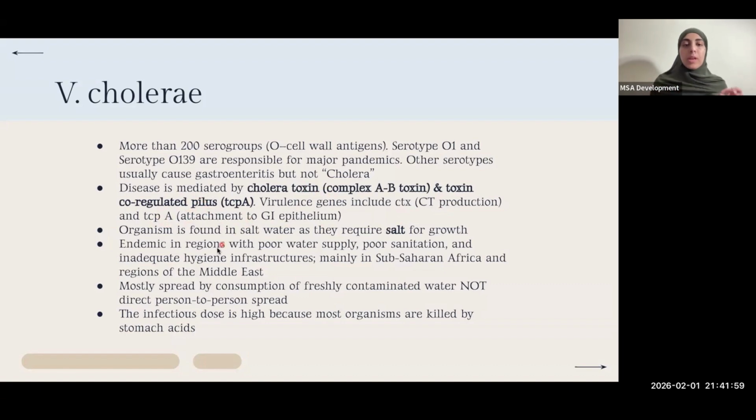Okay, now cholera is found in salt water because it requires salt to grow, and these are just some information about cholera, not very high yield for you to know. But you should remember that the infectious dose is high. That means that you need a lot of bacteria to actually cause an infection because most of the organisms are killed by stomach acids. So in order for it to actually reach the intestines and cause disease, you need a very high dose of bacteria.